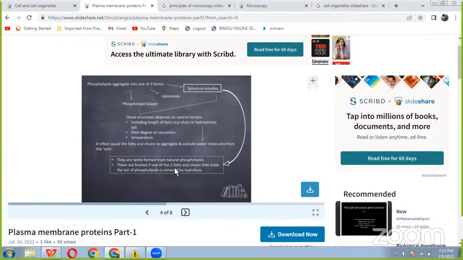The main important one is the spherical micelles. They are rarely formed from natural phospholipids. These are formed from one of the two fatty acyl chains that make the tail of the phospholipid, after removal by hydrolysis.